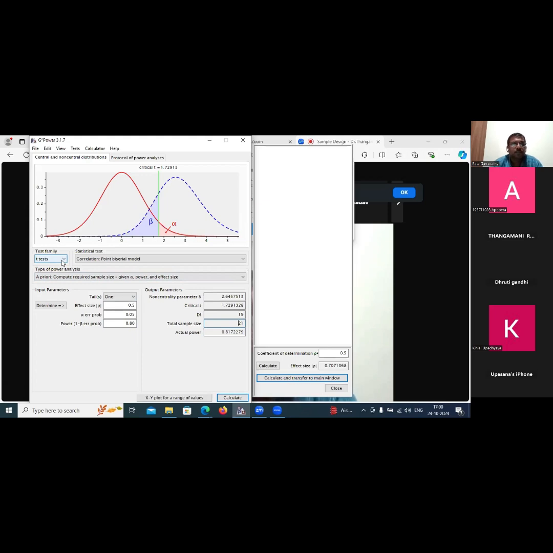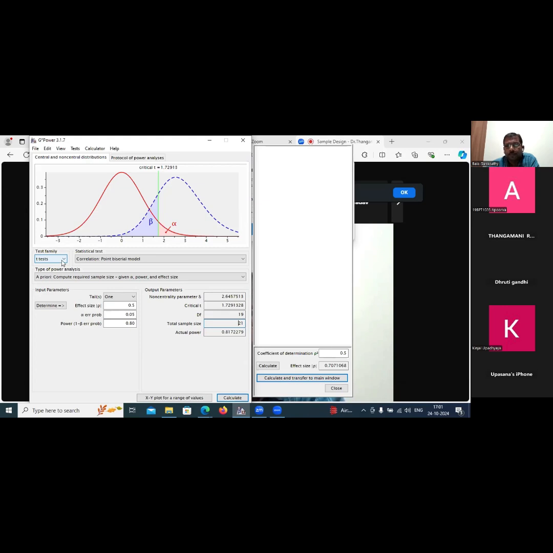The only thing is that we should know what effect size is. Effect size for a mean difference is called D, Cohen's D. For a categorical variable, it is called omega, W. For correlation, it is like either P or Q, Pearson. You understand? That much only you should know. R is the coefficient of correlation. R square is the coefficient of determination.